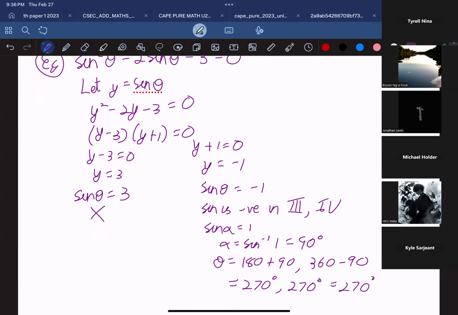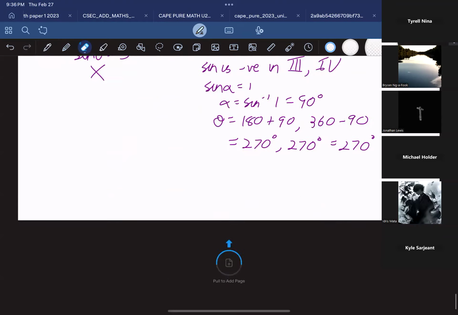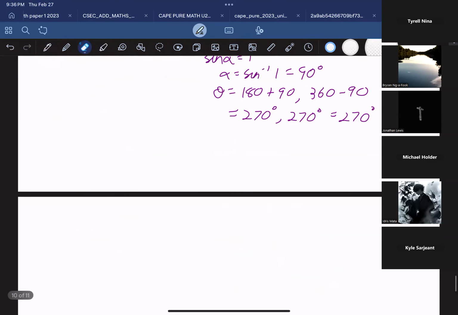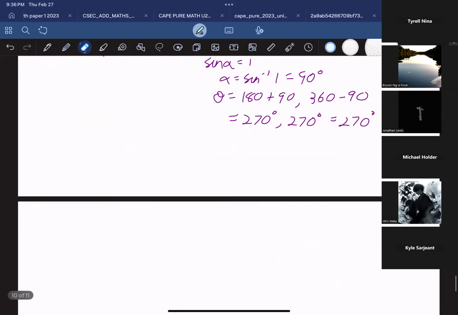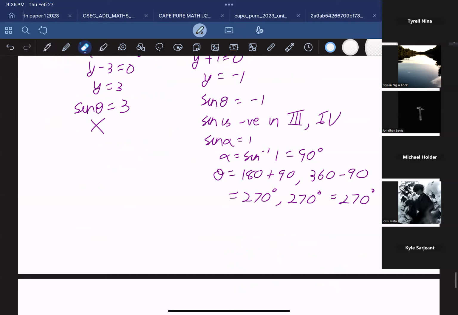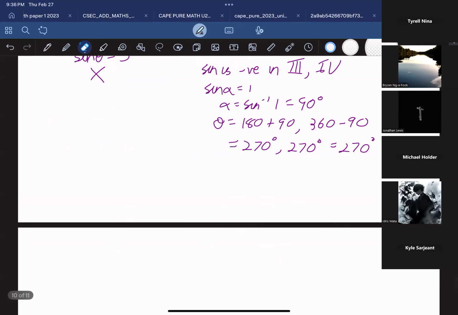And that's how you do it. Whatever trig function it is, you make it y, you get a quadratic, solve the quadratic, and that's it. A couple of things to note here though. If you need the notes, I'll post this book onto Google Classroom, and you'll also have the video. Couple things to note.